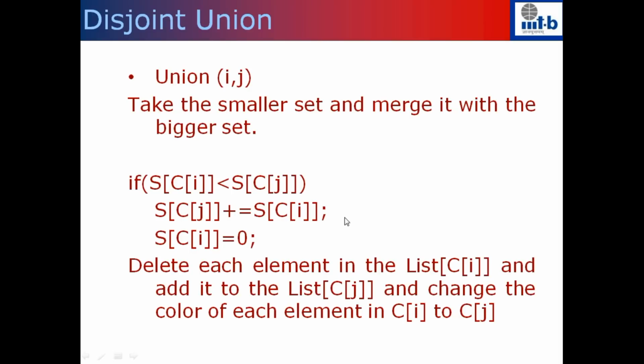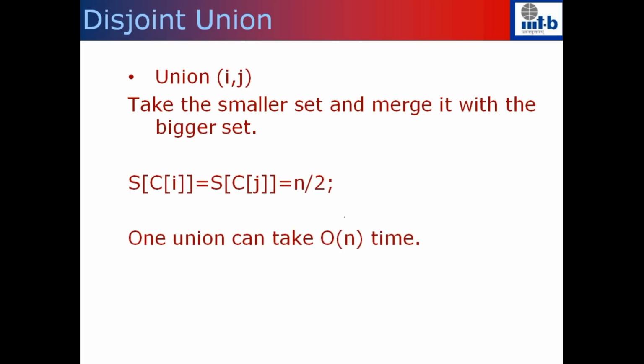So this in the worst case can become n by 2, because when you want to merge two sets, both of them could have the same size. So each linked list has n by 2, n by 2. You want to go and look at a smaller set, change the color of all of them and add them to the other list. This can take n by 2 amount of time, right? In the worst case, one union can take order n time. But this doesn't happen quite often.